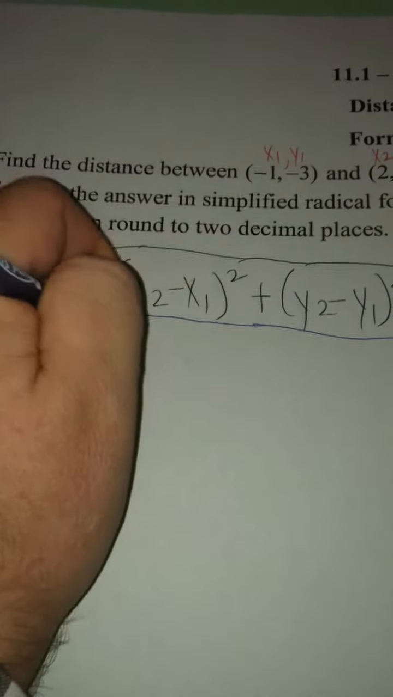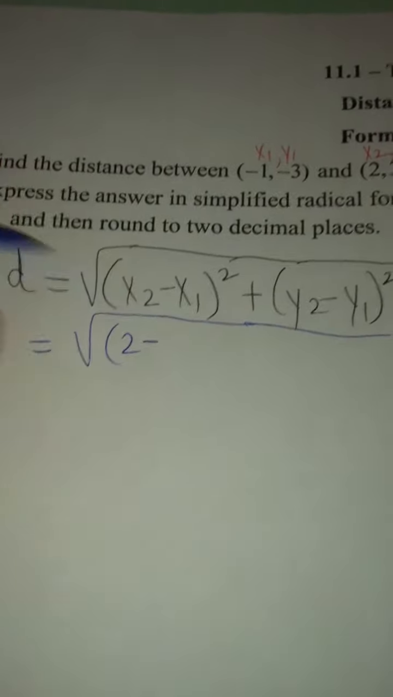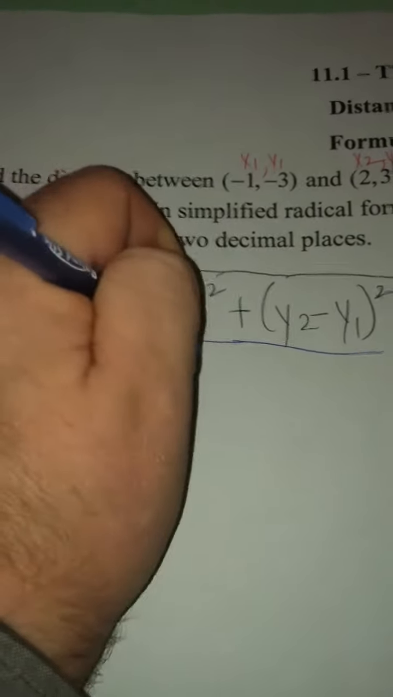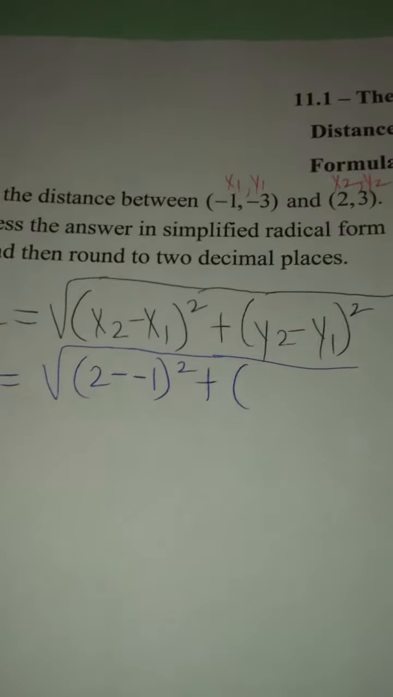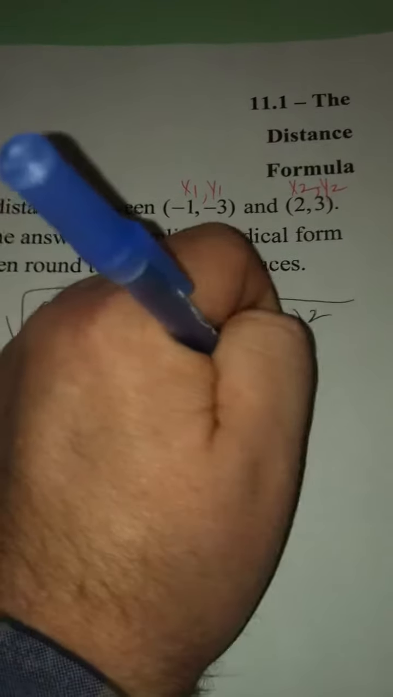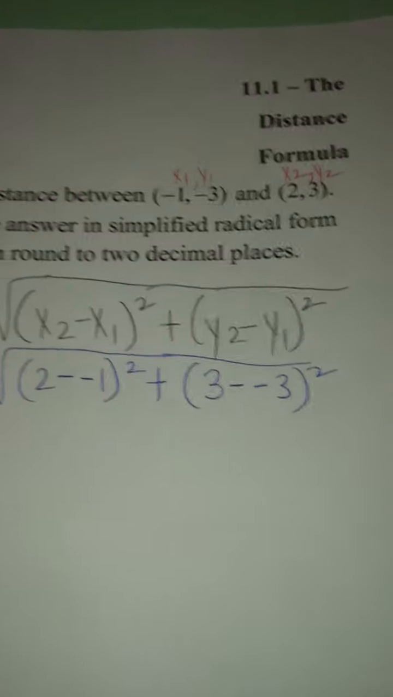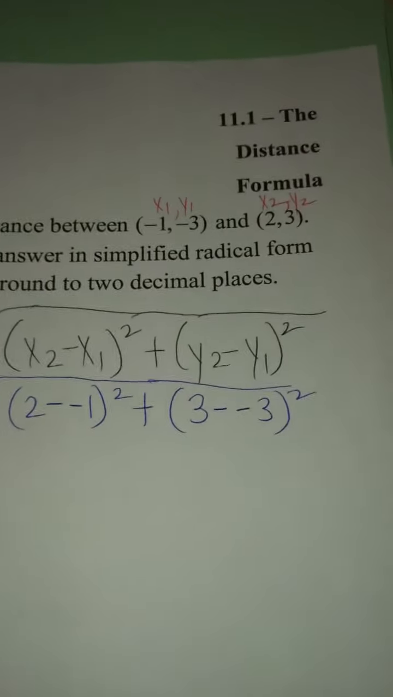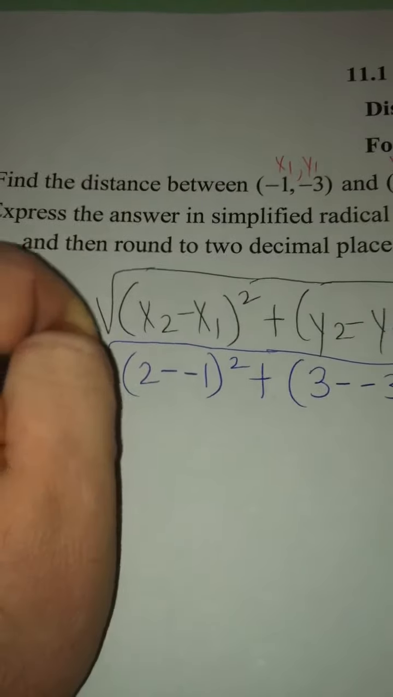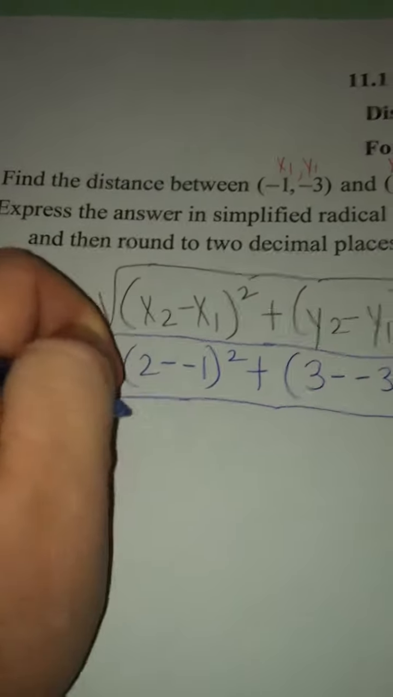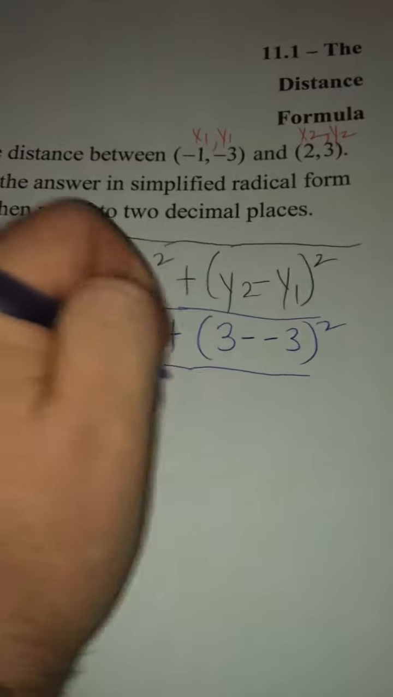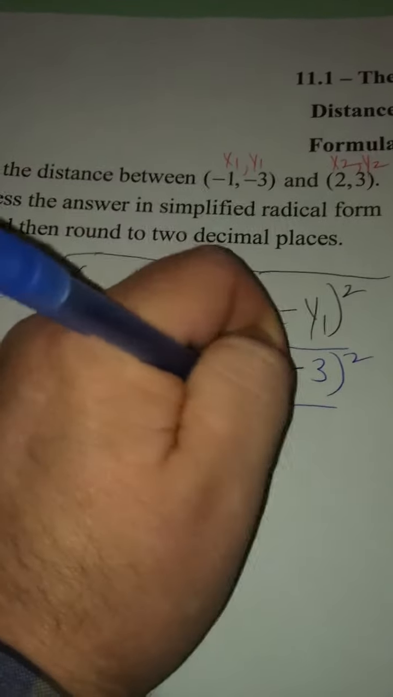So we have 2 minus, and be careful, x sub 1 is already a negative, so you're going to have 2 negatives right there. And then at the end, plug in your y's. Again, same situation with the signs. So we have the square root of 2 plus 1 squared plus 3 plus 3 squared.